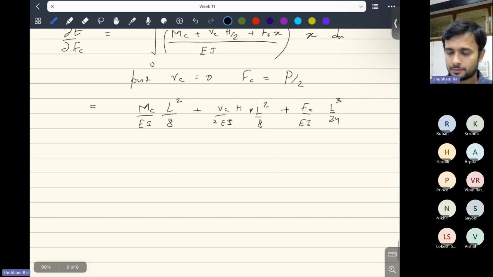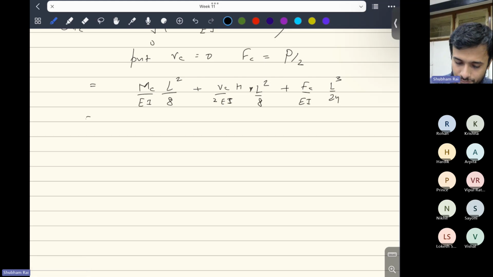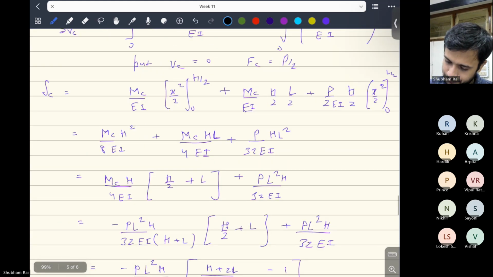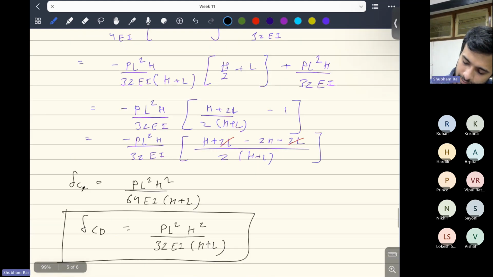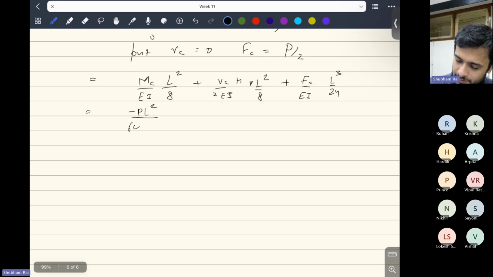So now you can substitute the value of FC and MC. If you substitute MC, that is minus of PL squared over 8 into H plus L. So that will be 8 times 8, 64, and then L squared will remain as it is, over EI, and then H plus L, plus VC will go to 0. So this term will be 0 because VC will be 0 and FC is P by 2. So we get PL cubed over 48 EI.